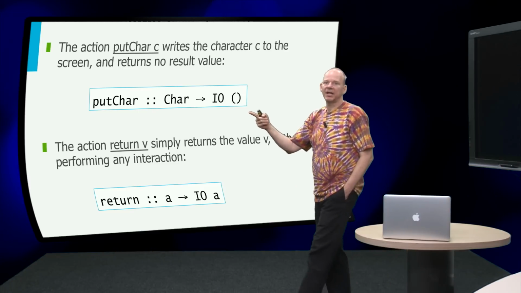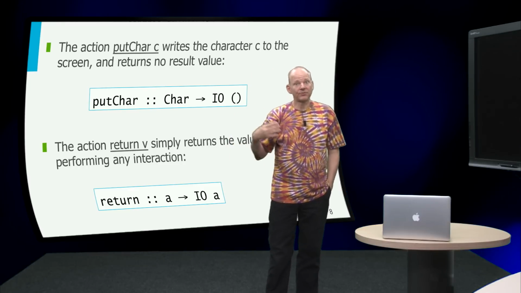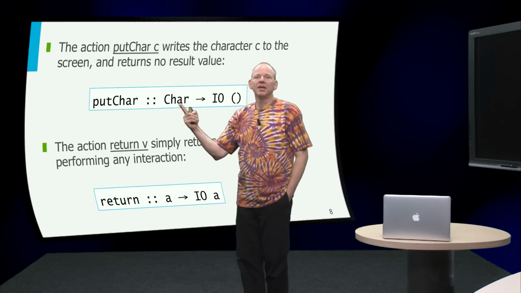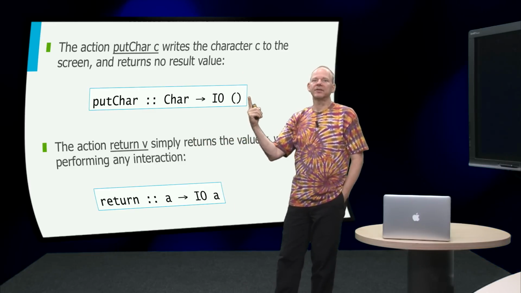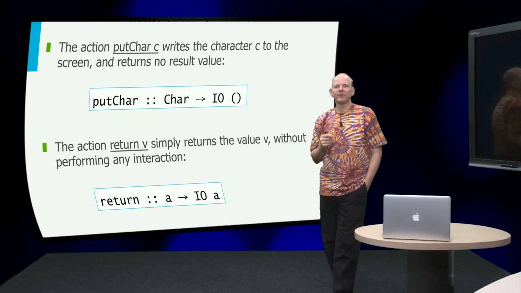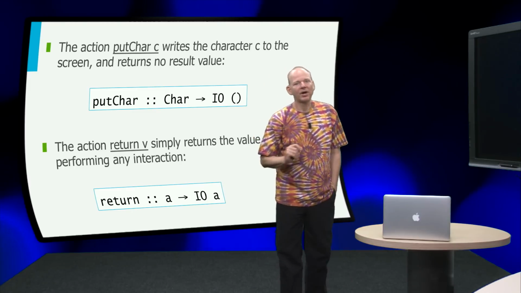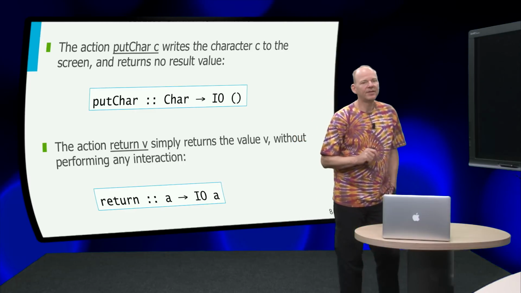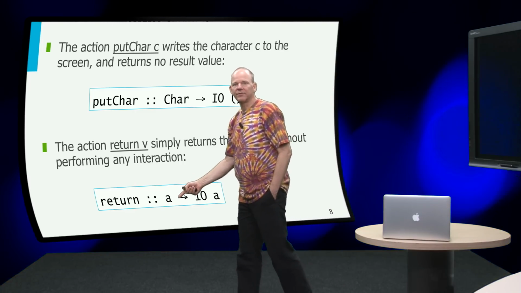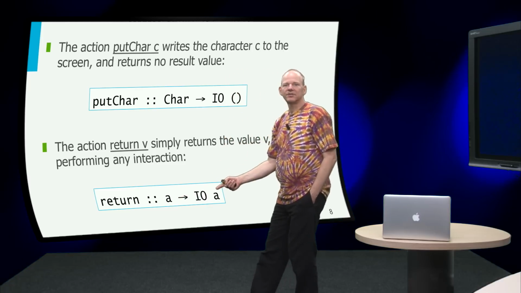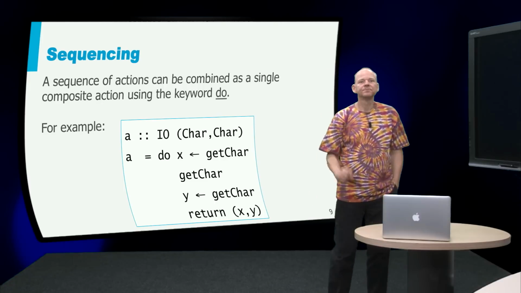Here's another example. The function putChar, which writes a character to the standard output. It takes a character and it returns void. It has side effects, but it doesn't return any useful value. And then, just like for parsers, we have the action that immediately returns without doing anything. It takes a value and immediately returns that value without performing any further side effects.